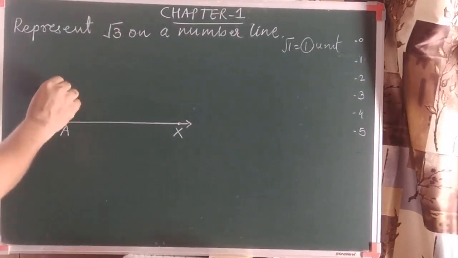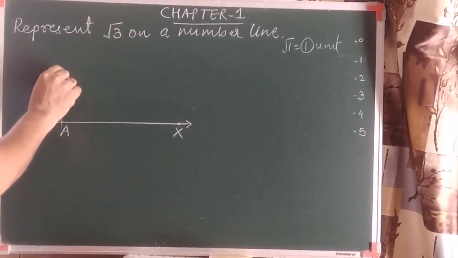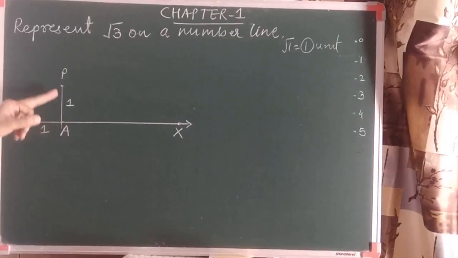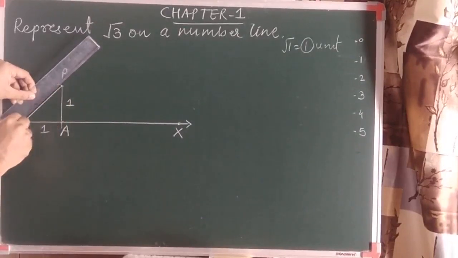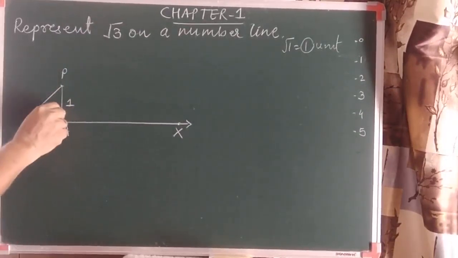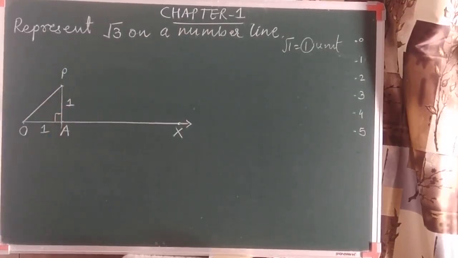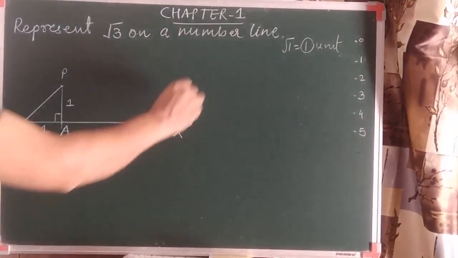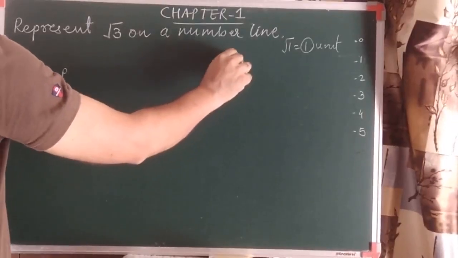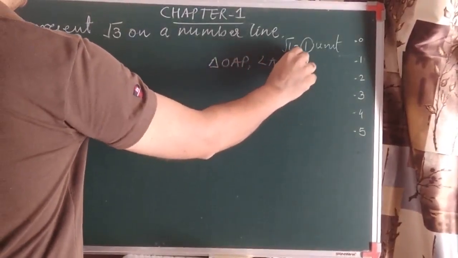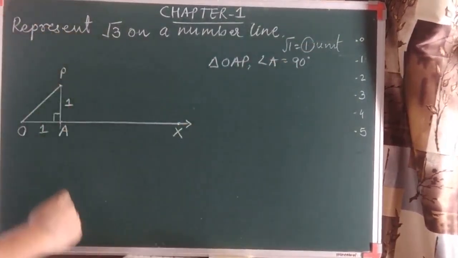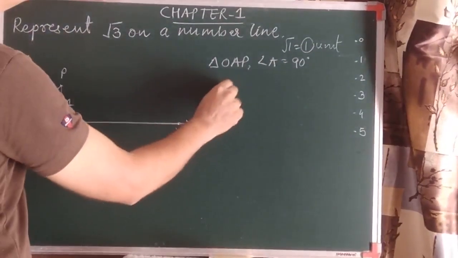Now let me take this point as point P. You can use the set square here to get this. Fine. Now this point P should be joined with point O. So we know that this forms a right angle triangle. Now recall the Pythagoras theorem. In triangle OAP, angle A is a right angle, so OP is the hypotenuse.